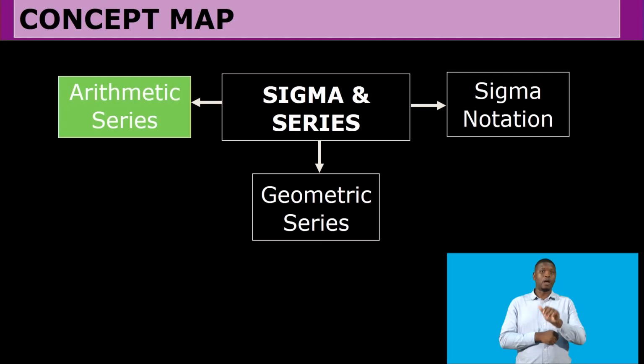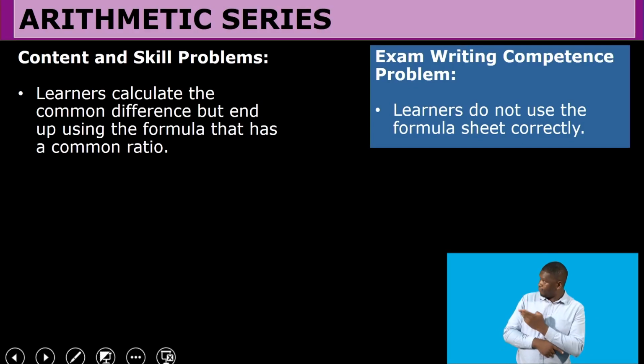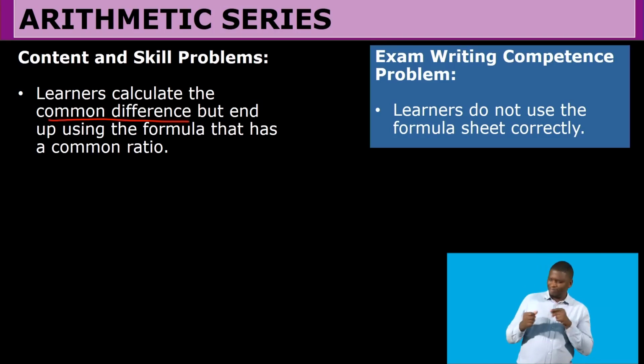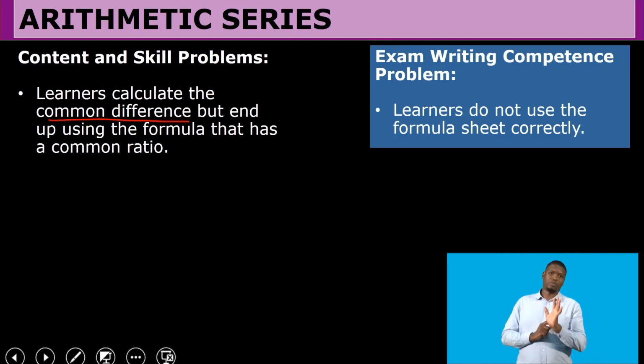We are going to move over to that first concept in our concept map, and that is the arithmetic series. So looking at the content and skill problems, learners calculate the common difference but end up using the formula that has a common ratio. So it's very important that you do not make this mistake. If you calculate the common difference, you need to use a formula that has the common difference. And in the exam, learners do not use the formula sheet correctly. So you need to take those formulas exactly as they appear on the formula sheet.